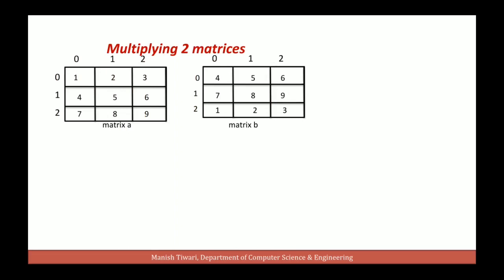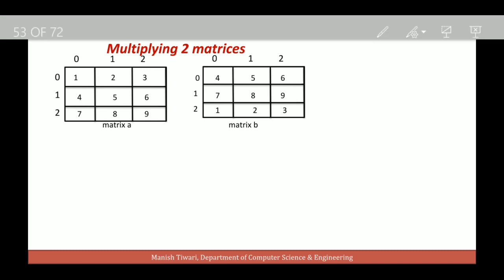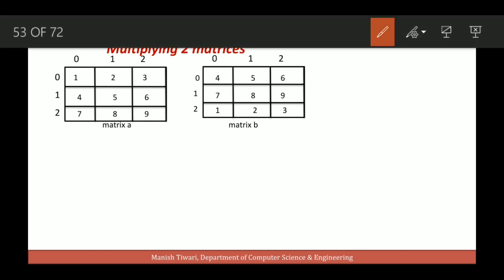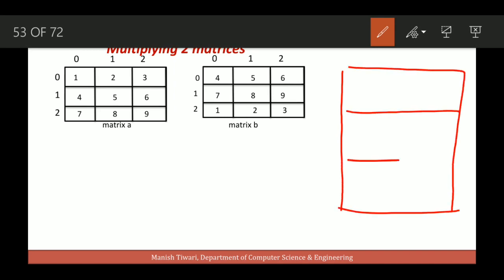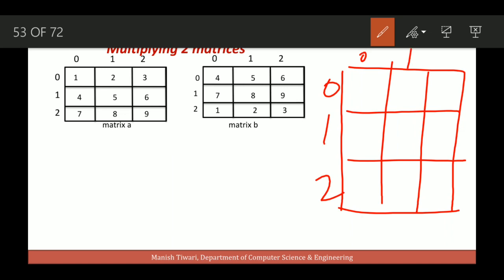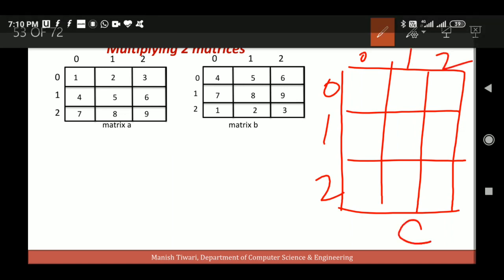So to understand this, we have two matrices here, matrix A and matrix B of size 3 cross 3. So the resultant matrix, which is the product matrix, will also be of size 3 cross 3, 3 rows and 3 columns. Suppose the name of this matrix is C.